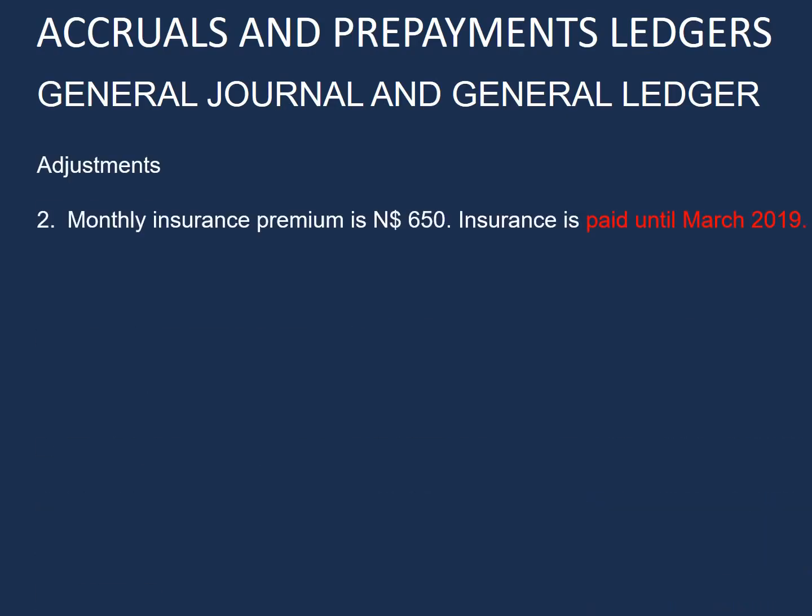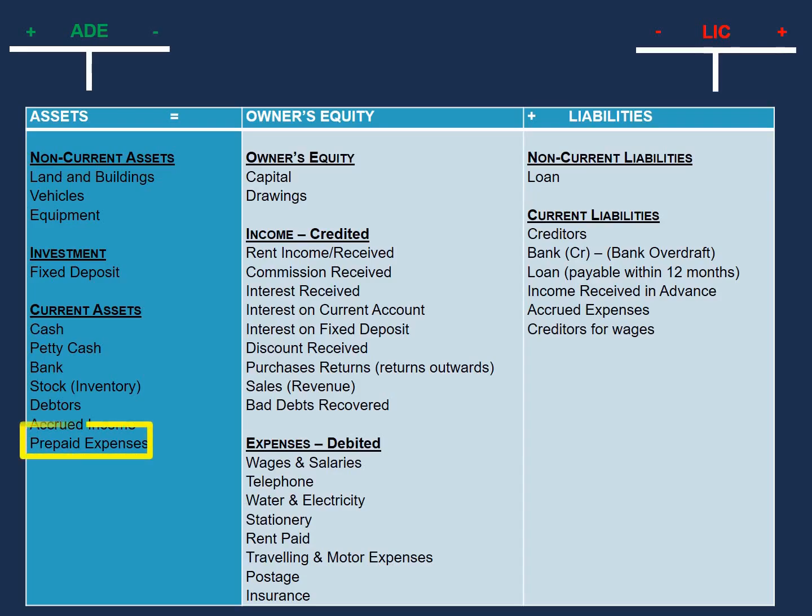Our next adjustment is monthly insurance premium is $650. Insurance is paid until March. Again, let's have a look at the two accounts we have. The one account we have is prepaid expenses because we paid too much, and our prepaid expense is a current asset. Therefore, we will debit our prepaid expenses. And the other account we have is insurance, and since we need to decrease our insurance amount, expenses decrease on the credit side. Now let's go ahead and post that in our general journal.